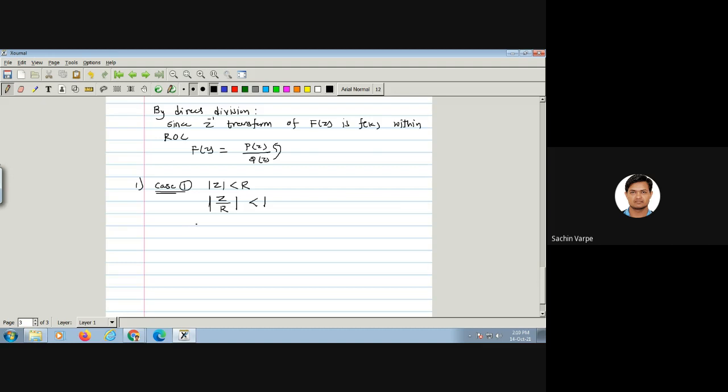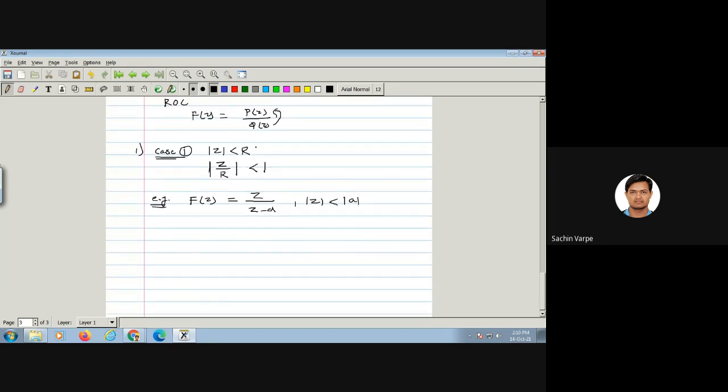So here, let me explain by example only. You might not be getting what I'm trying to say. For example, if I take F(z) to be z upon z minus a, with ROC, suppose, mod z less than mod a. So that is the ROC, right? The given ROC is mod z less than mod a. What is R? R is mod a.